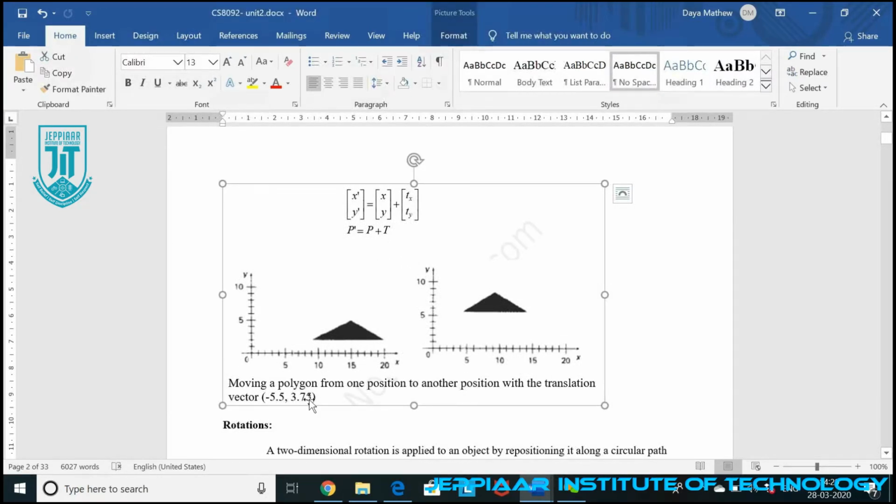For that, we are only going to add the translation distances, that is tx and ty. So if x and y are the old coordinates, we are going to add the translation vectors, that is tx and ty, to get the new coordinates. So the new coordinates x dash, y dash are equal to the old coordinates x plus tx and y plus ty. That is the simple procedure to get the new coordinates for translation.